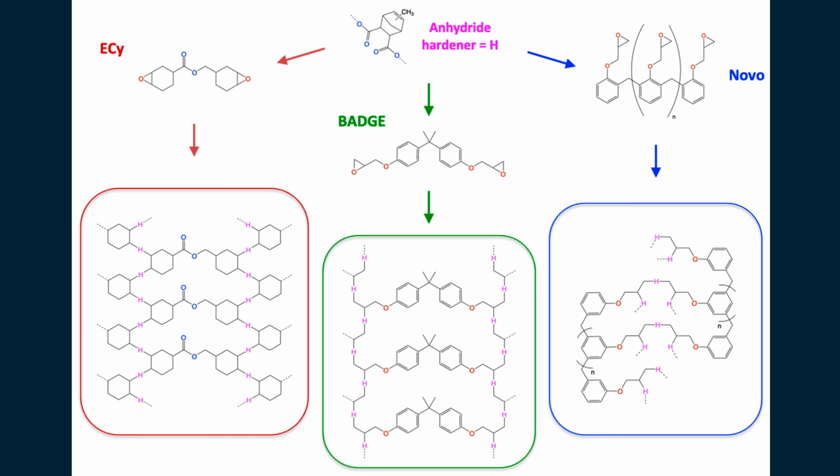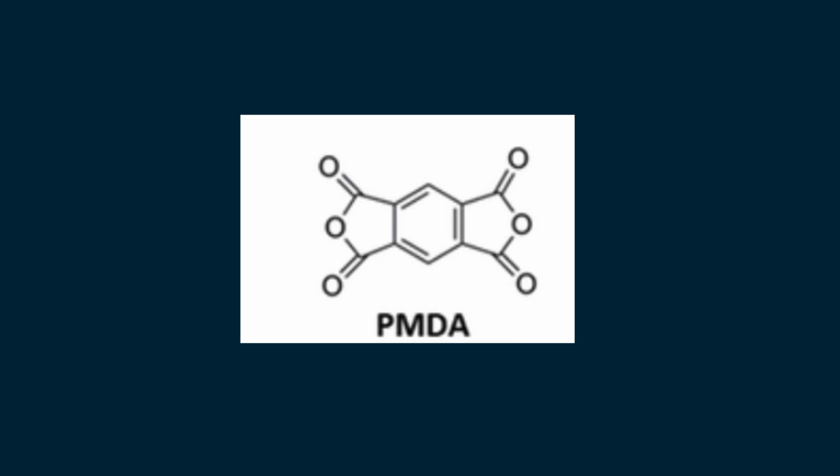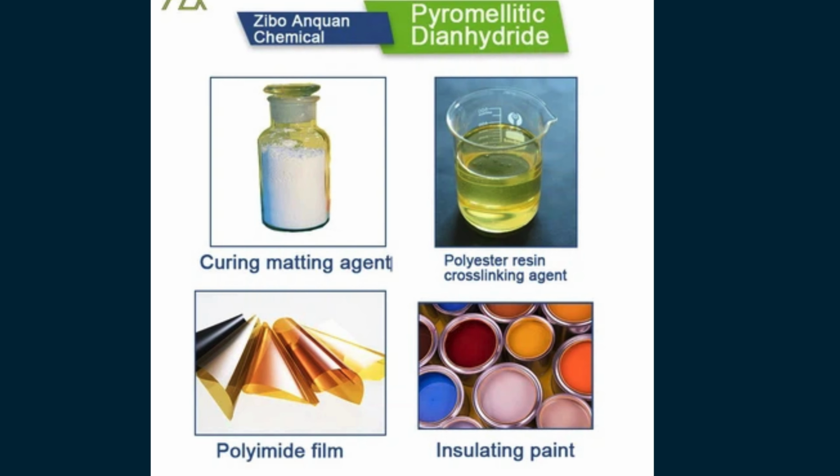Maximum cross-link density and hardness are obtained using stoichiometric ratios and high-temperature cures. Pyromellitic dianhydride, PMDA. Pyromellitic dianhydride is a highly functional curing agent containing two anhydride groups attached to an aromatic ring. Its compact molecular structure produces extremely high cross-link densities and therefore outstanding thermal and chemical resistance. PMDA-cured epoxy adhesives can exhibit heat distortion temperatures approaching 280 to 290 degrees Celsius.